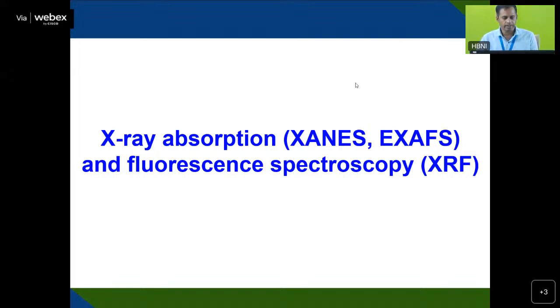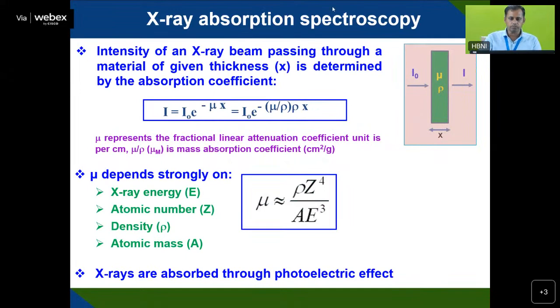Okay, then we will start X-ray absorption spectroscopy and fluorescence spectroscopy. In X-ray absorption spectroscopy, I will discuss two parts, mainly XANES and EXAFS. In X-ray diffraction, we were discussing diffraction patterns and how the X-ray is diffracted by satisfying Bragg's law. Here, X-ray absorption spectroscopy mainly deals with absorption-related things.